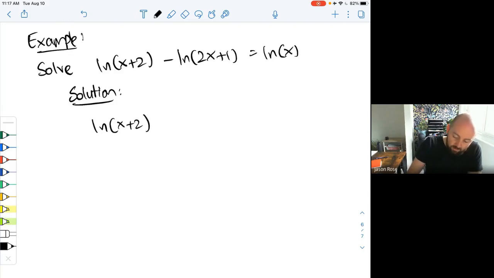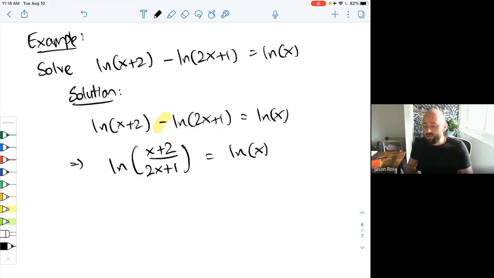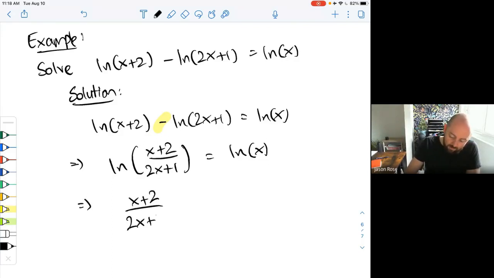Log of x plus 2 minus log of 2x plus 1 equals log of x. So this time I'm seeing the minus sign. So I know that it's going to be a division on this side. x plus 2 divided by 2x plus 1 equals natural log of x. So we have the same base on both sides. The base is e. So we can say then that x plus 2 divided by 2x plus 1 is equal to x.